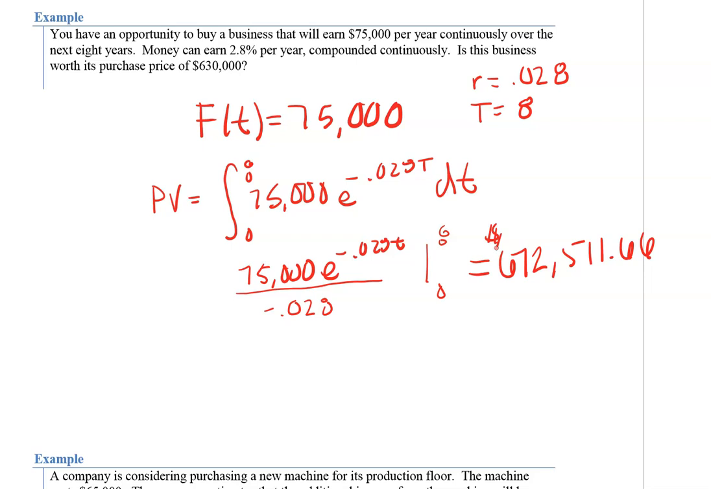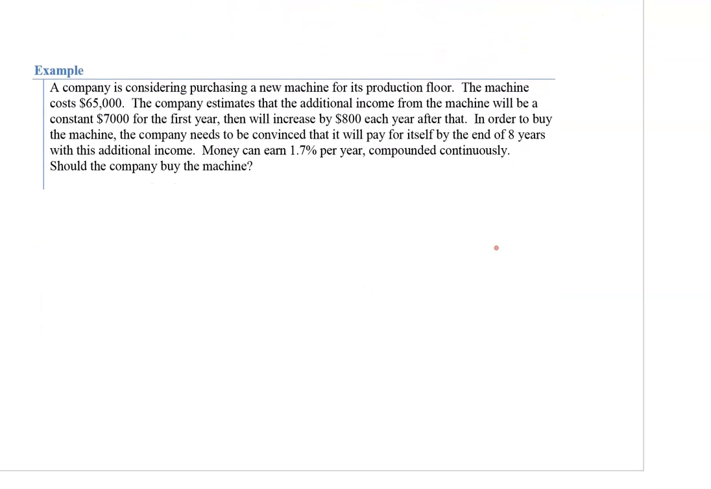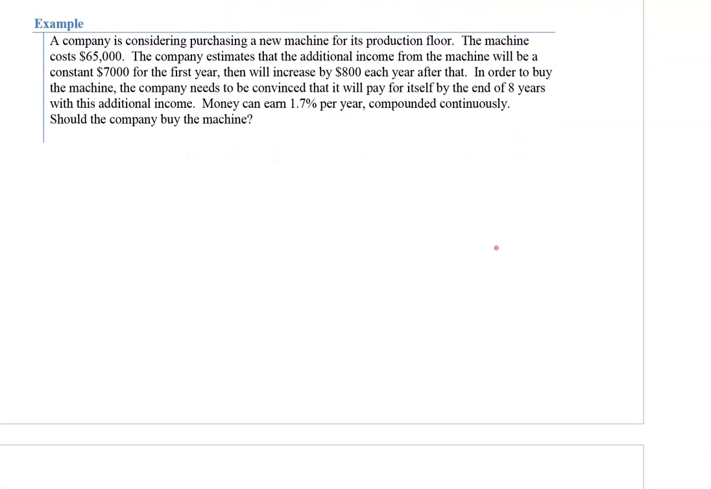So let's do another example and look at using these present value, future value formulas. It says a company is considering purchasing a new machine for its production flow. The machine costs $65,000. The company estimates that the additional income from the machine will be a constant $7,000 for the first year, then will increase by $800 each year after that. In order to buy the machine, the company needs to be convinced that it will pay for itself by the end of 8 years with this additional income. Money can earn 1.7% per year, compounded continuously. Should the company buy the machine?